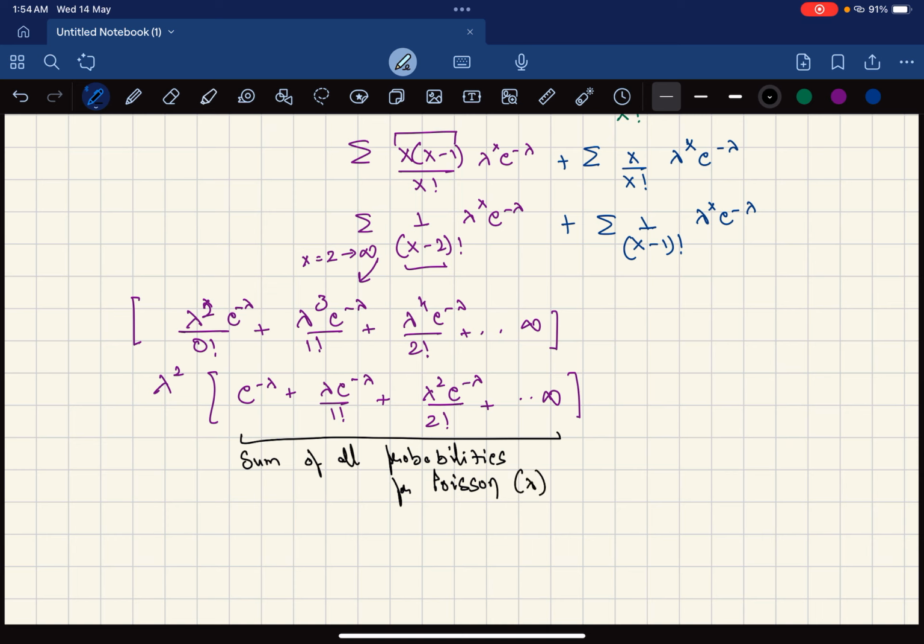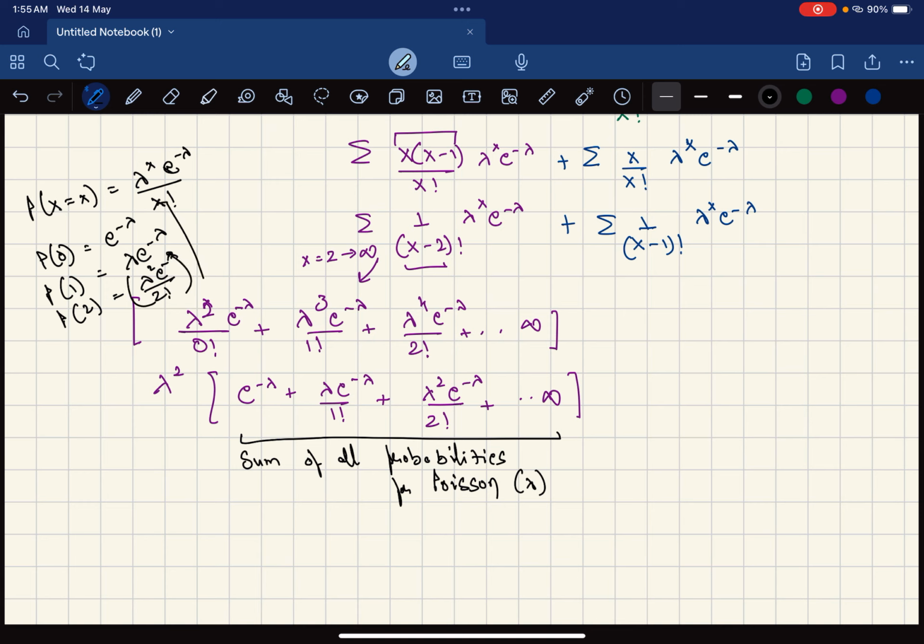Because if you remember, the probability mass function for a Poisson distribution is given as lambda raised to power x e to the power minus lambda upon x factorial. Therefore, if you look at P0, it is lambda raised to power 0, which is 1. So it is e to the power minus lambda. Then P1 is nothing but lambda e to the power minus lambda. P2 is lambda square e to the power minus lambda divided by 2.